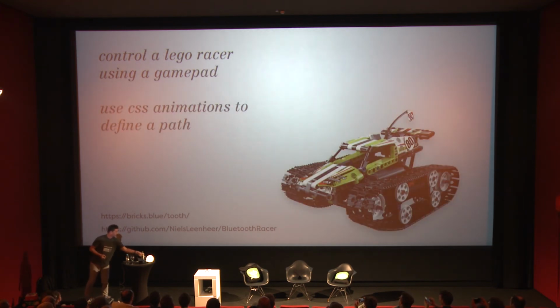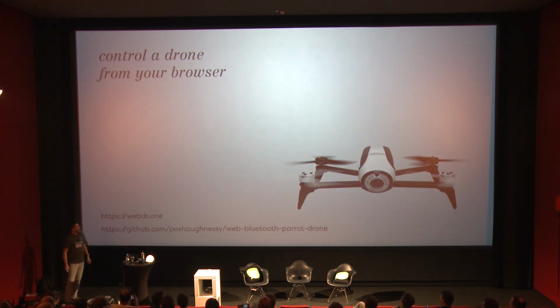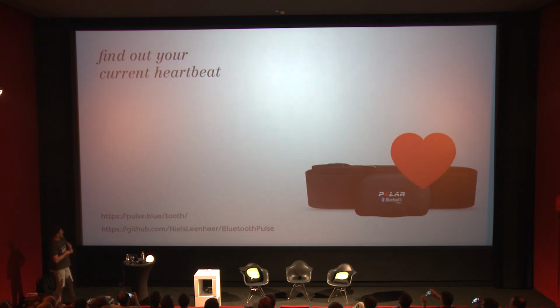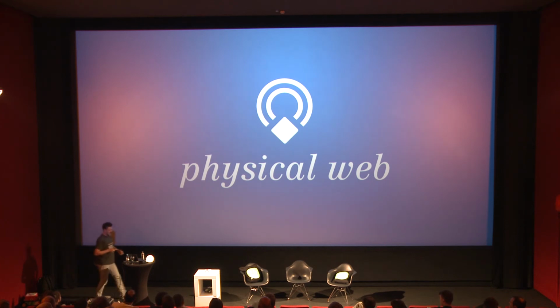We drove a rover using the gamepad, and CSS animations define a path. Again, the demo is on these URLs, and we controlled a drone from the browser, and the first one was the pulse, the heartbeat. So all these URLs will be in the slides. I'm going to publish them after the talk.